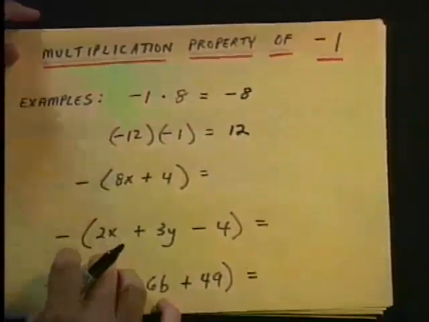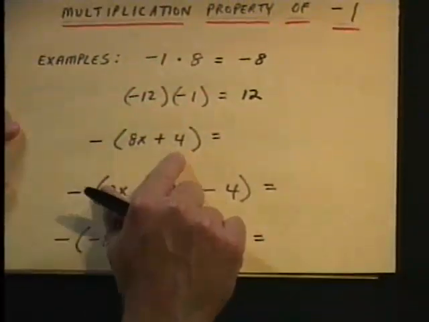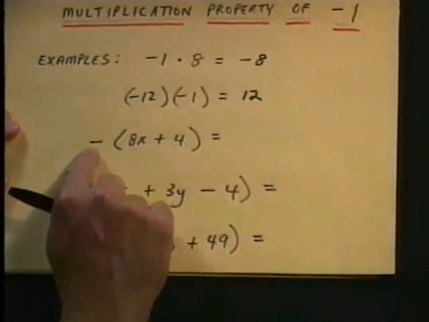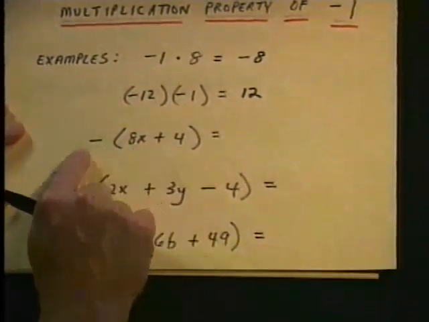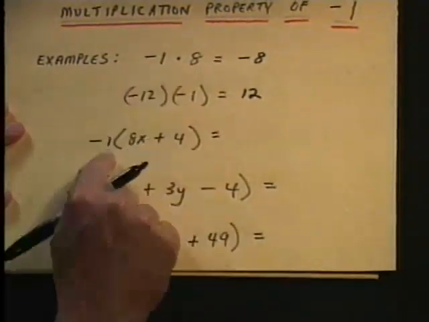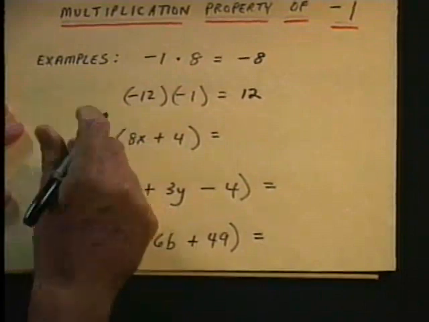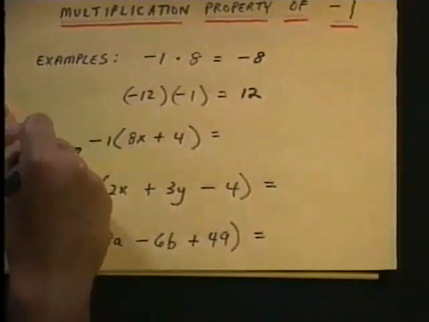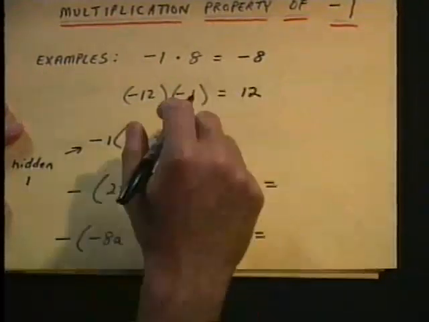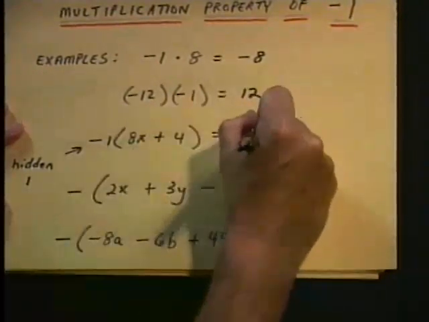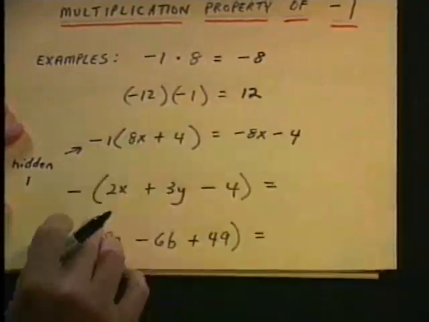Now notice in parentheses here, we have one of our properties we discussed in the last lesson. This is called the distributive property. We're going to take this negative and distribute it through the two terms here. So in reality, there's really a negative 1 outside the parentheses, although it's not written. I call this the hidden one. So when you take it and distribute it, all the signs in the parentheses change, leaving us with a negative 8x minus 4.